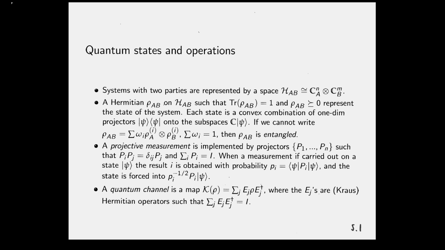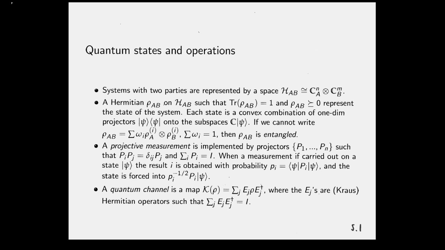Quantum states and operations. Systems in quantum mechanics composed by two parties are represented by some space of this type. This is a Hilbert space, right? This is usually the space associated with a party which is called Alice. This is a space with a party which is usually called Bob, and m and n are just the dimensions of the two spaces. Now, if you take a Hermitian matrix rho AB, which will be on the space of both parties, such that the trace of rho AB is equal to 1, and rho AB is positive semi-definite, then this is a state of the system.